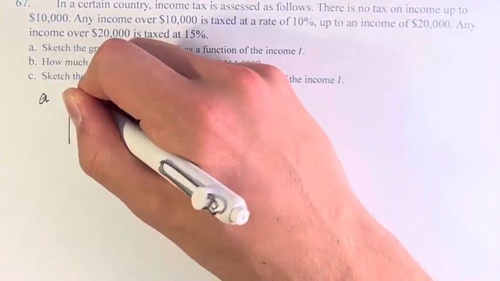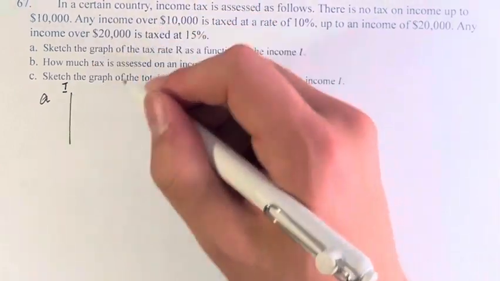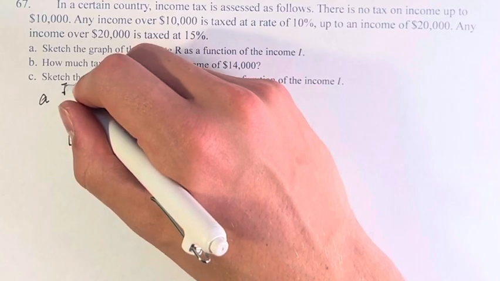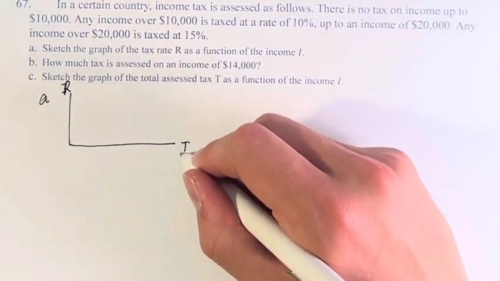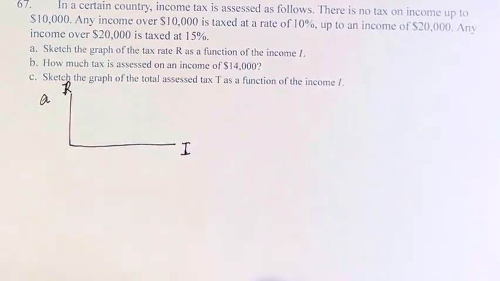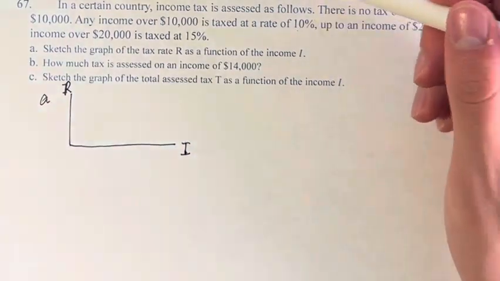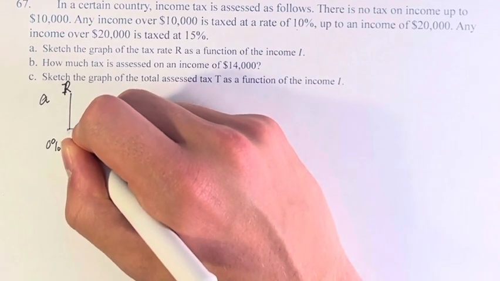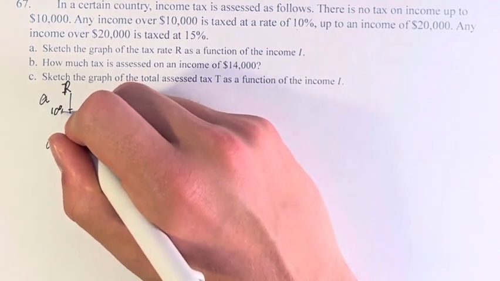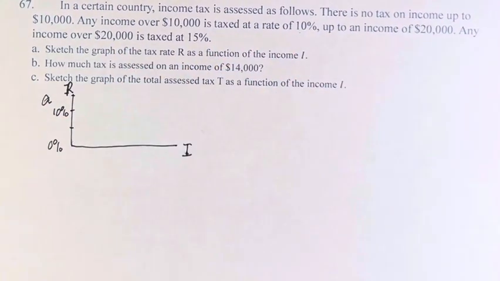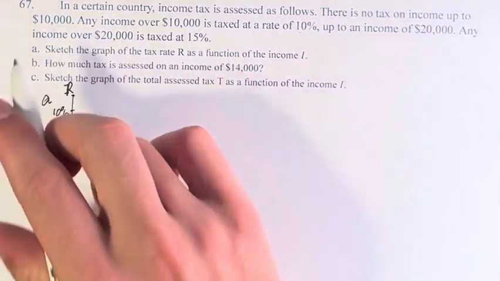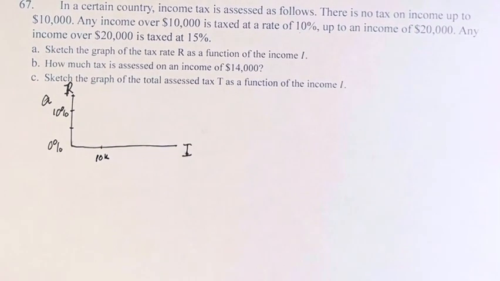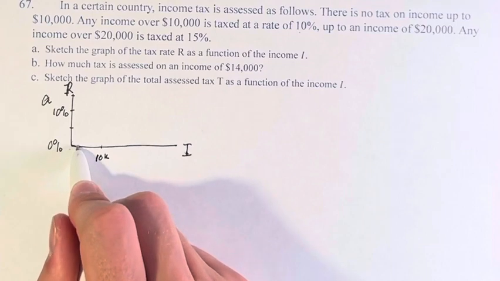So what we have here is R on the y-axis, as a function of I on the x-axis. And we have no tax, 10%, and 15%. So 0%, 5%, 10%, and 15%. So from $0 to $10,000, there is no tax, so it is a 0% tax.